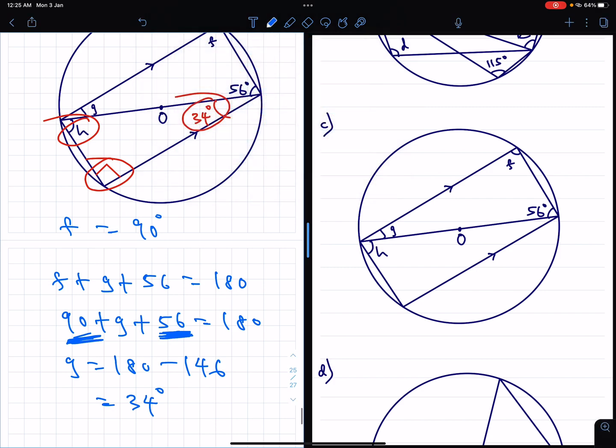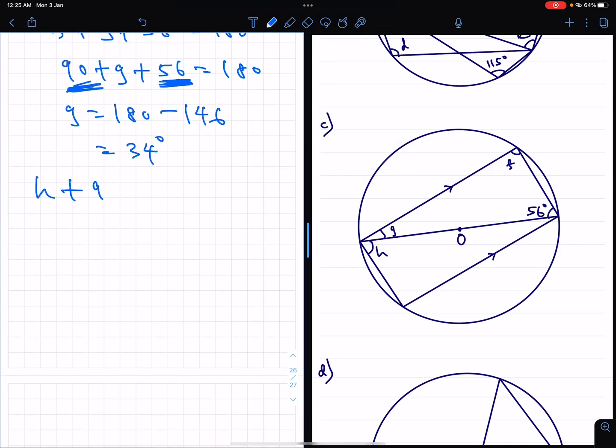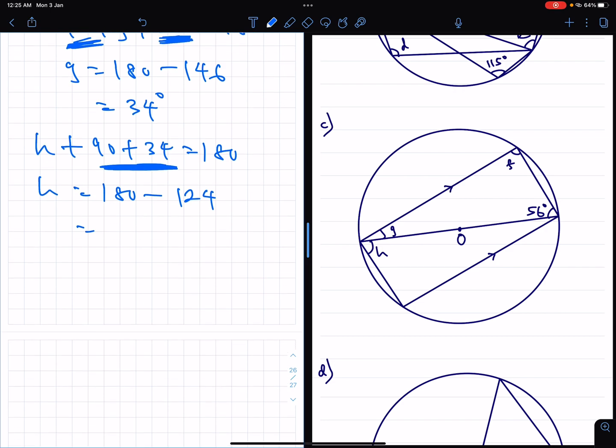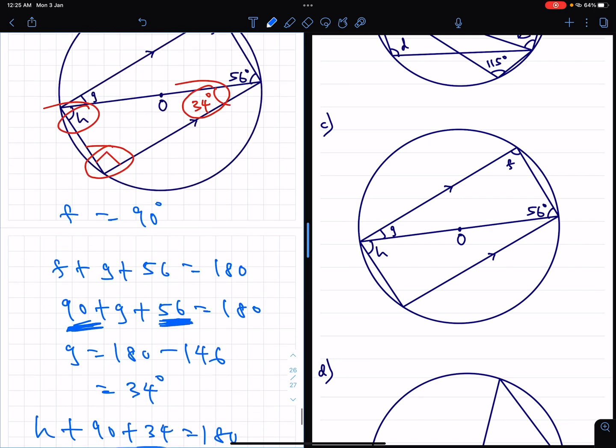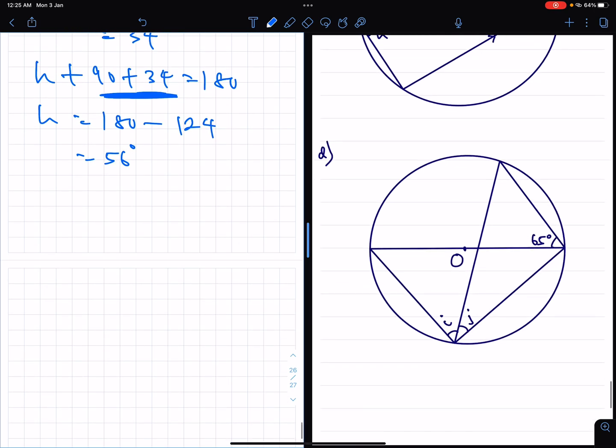H plus 90 plus 34 equals 180. H plus 90 degrees plus 34 degrees equals 180 degrees, sum of angles in a triangle. That means H equals 180 minus 124. 90 plus 34 is 124. So H will be 180 minus 124, and that's 56 degrees. Now we have found F, G, H, and that's it, very, very simply. So we move to the next, which is question D.